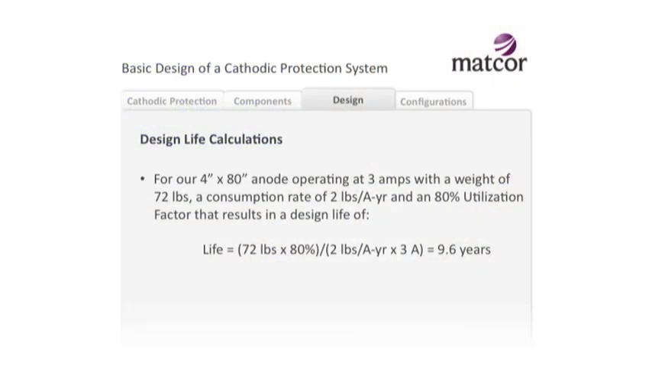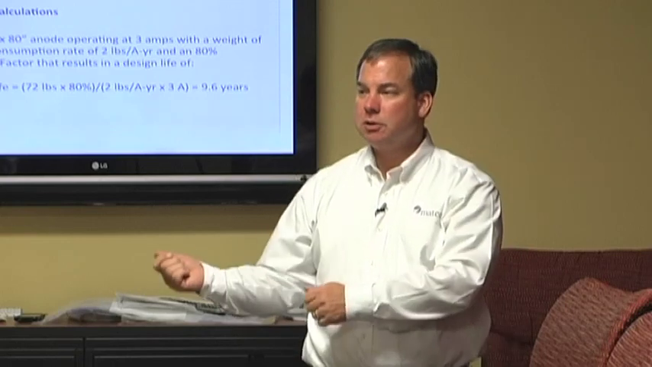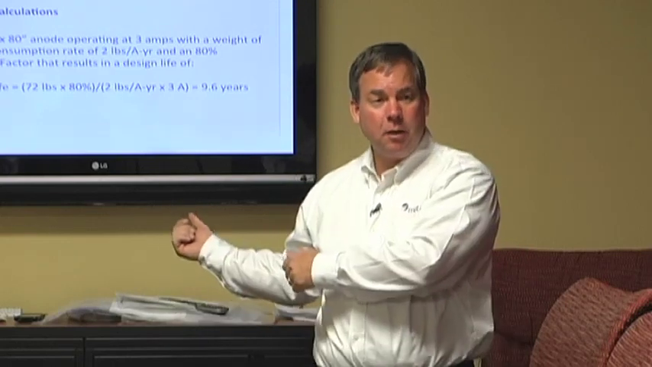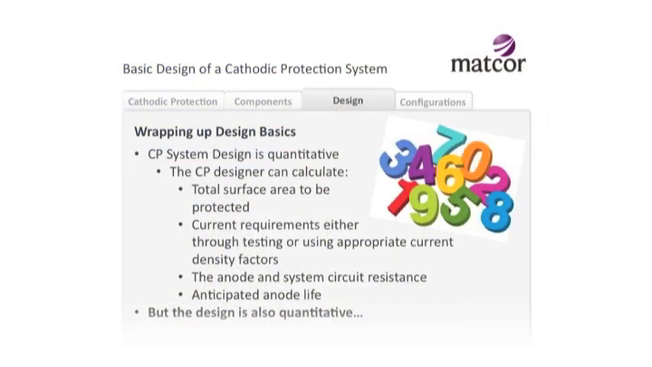So in this application, that 4-inch by 80-inch graphite I talked about, operating at 3 amps, has a weight of 72 pounds, I'm going to get about 9.6 years life out of that anode. Okay? Is that the best solution? I don't know. That depends on the actual application requirements. Maybe 9.6 years is great, or maybe I put 5 of them in, and now I've got 45 years life. That's part of the design process.